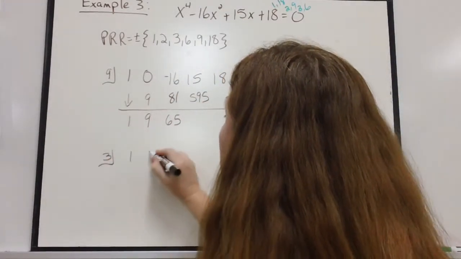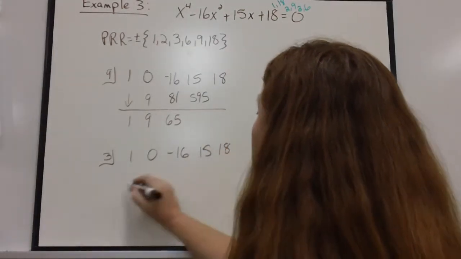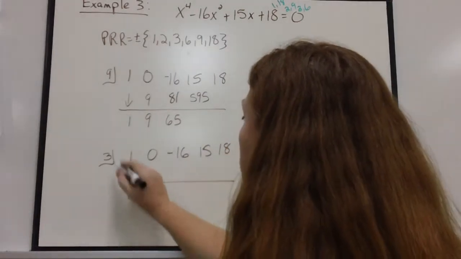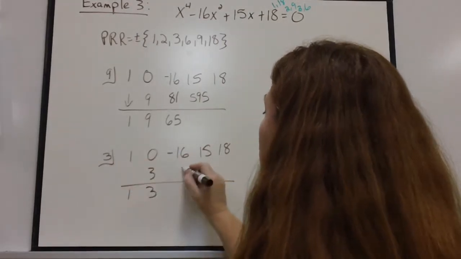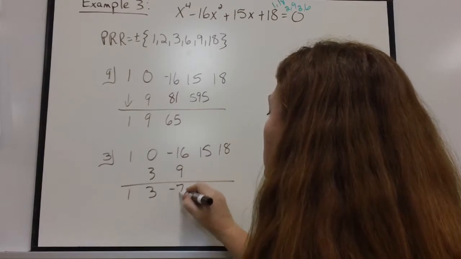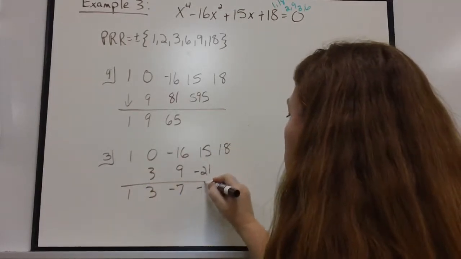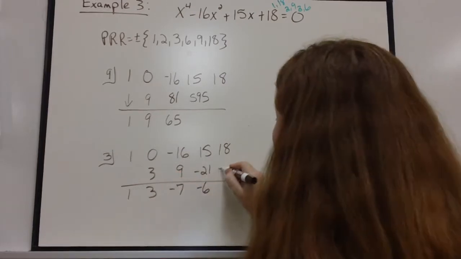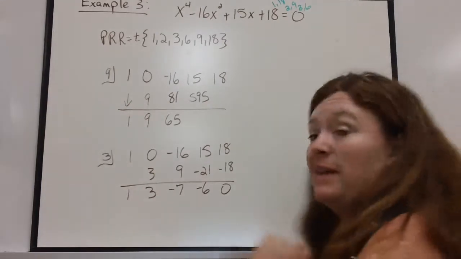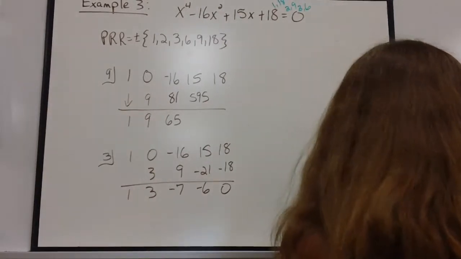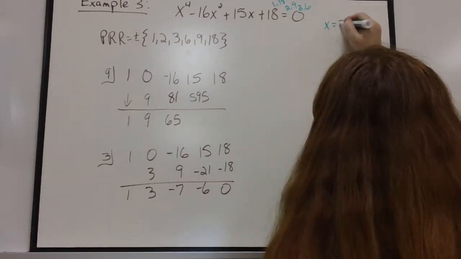All right, 1, 0, negative 16, 15, 18. 1 times 3. Add. Times 3. Add. Times 3. Add. I got 0. All right, I found a solution. So remember, we should write these up here. x equals 3. 3 works.